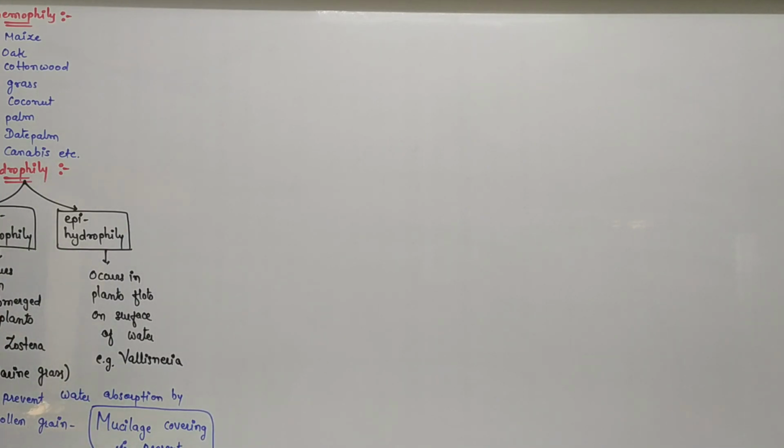One thing, in marine grass, to prevent the water absorption by the pollen grain, there is a mucilaginous covering. The pollen grain is mucilaginous. So the mucilage covering surrounds the pollen grain, and it prevents the water absorption. Okay, now entomophily.